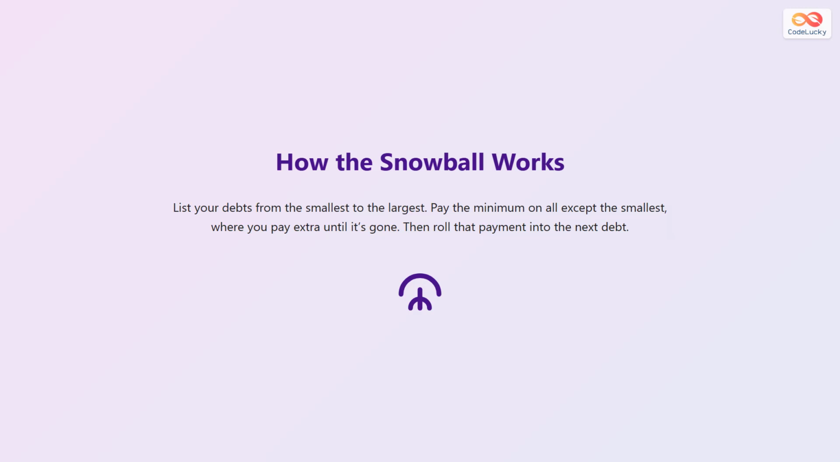With the snowball method, you list all your debts from the smallest to the largest. You pay the minimum required amount on all debts, but put extra money toward the smallest debt until it is fully paid. Once it is gone, you take that money and apply it to the next smallest debt and continue this process until all debts are cleared.